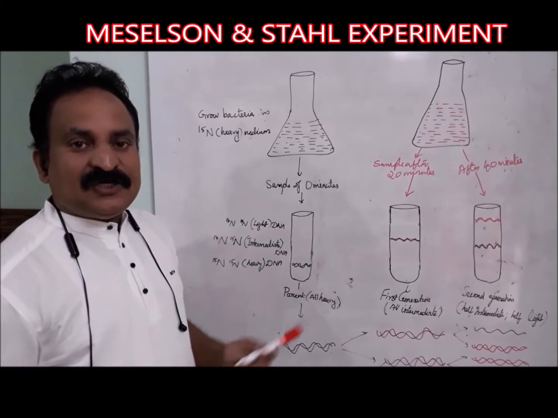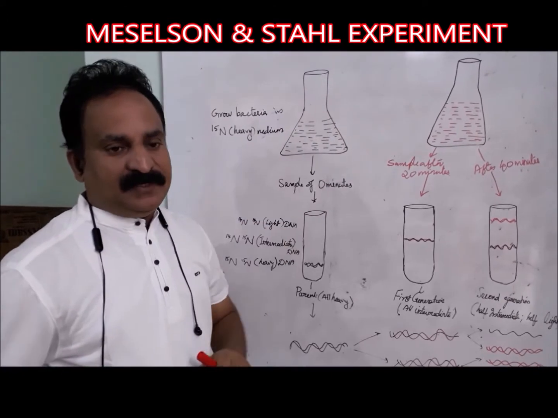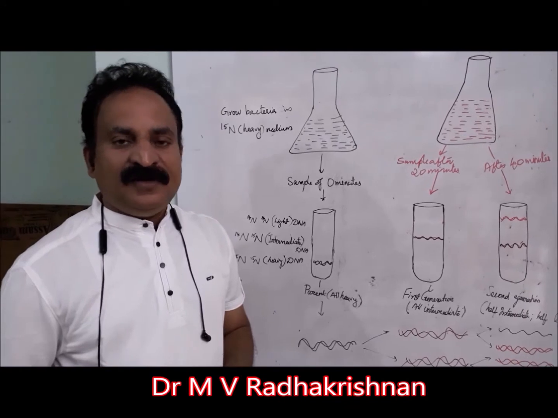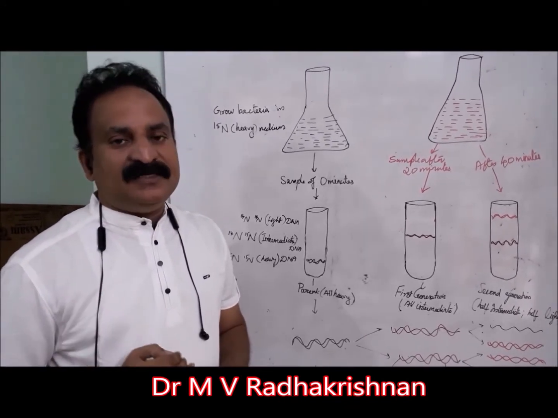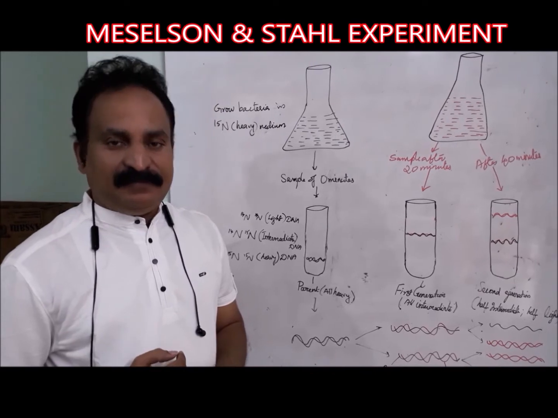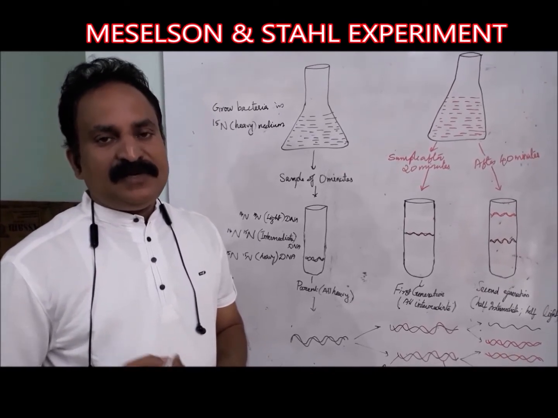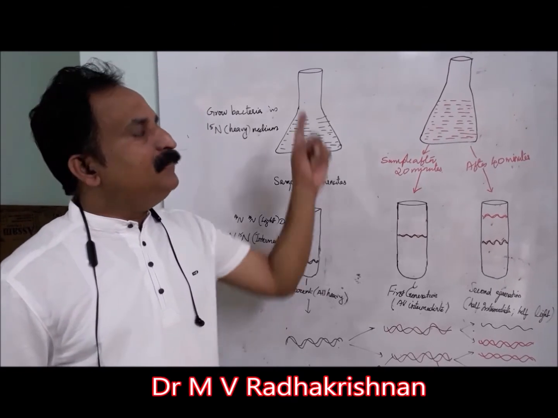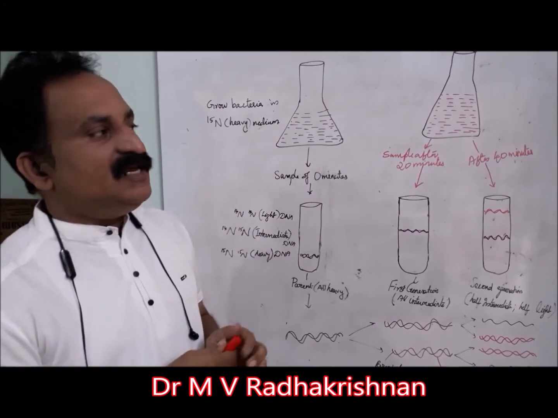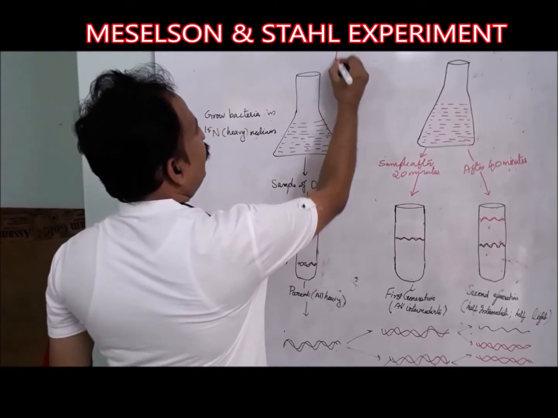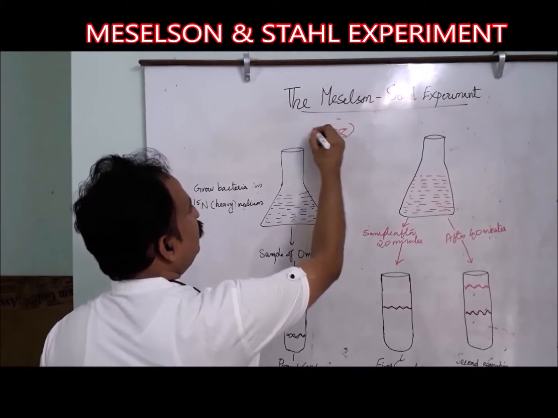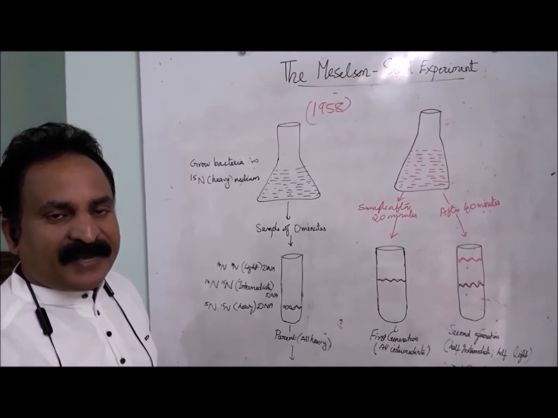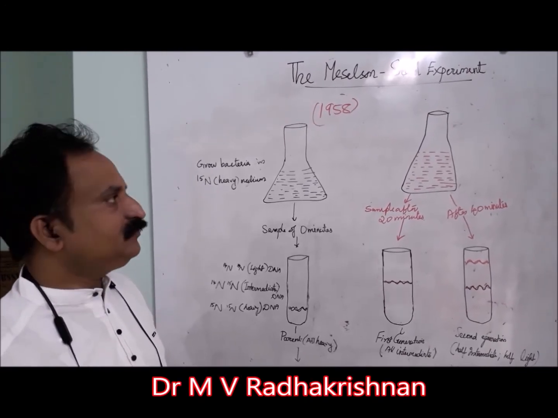Dear students, the next topic is the Meselson and Stahl experiment. You know, Watson and Crick proposed the double helical model of DNA and the semi-conservative mechanism of DNA replication. But the semi-conservative mechanism of DNA replication was experimentally proved by Meselson and Stahl in 1958.